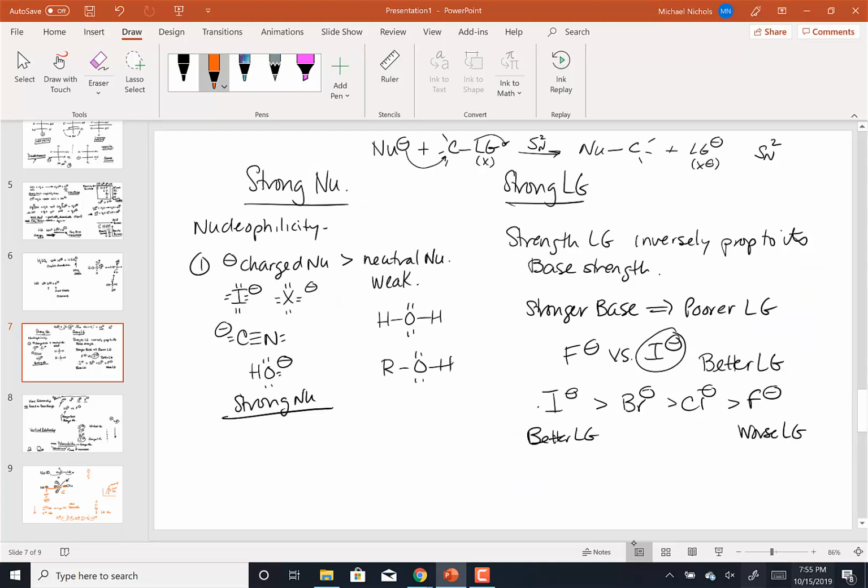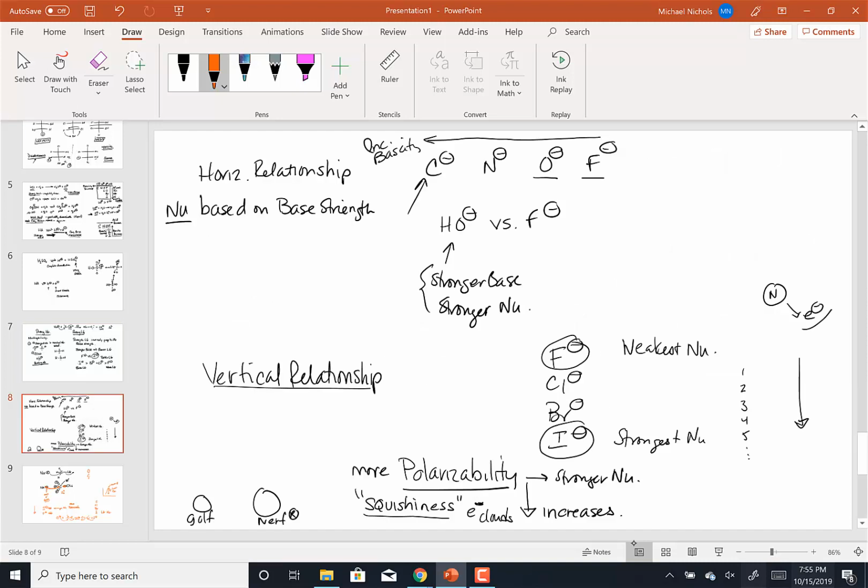Okay? So just a quick review. Negative charge nucleophile is stronger than neutral. We classify the negatively charged based on their relationship on the periodic table. If it's horizontal, then stronger base, stronger nucleophile. Vertical, more polarizable, stronger nucleophile.